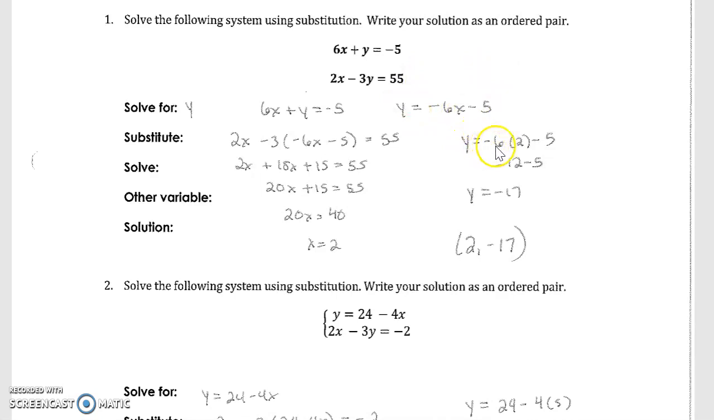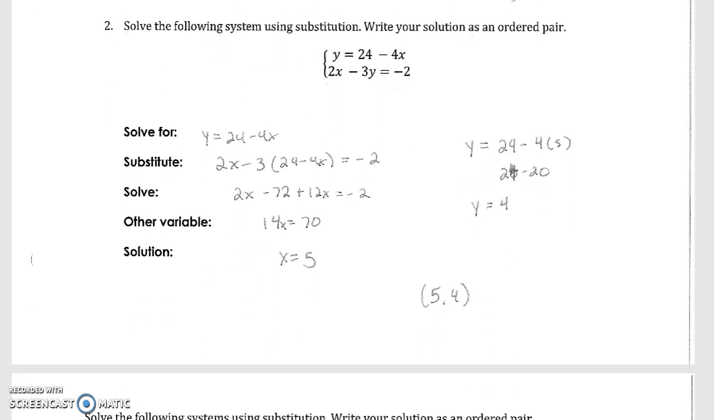y is equal to -6, and then there should be an x there, but we know that x equals 2, so you plug it in, minus 5. So -12 minus 5. -12 minus 5 is -17. So your ordered pair is x, which is 2, and y, which is -17. So 2, -17. Again, all of your answers need to be written as ordered pairs. Let's go on to the second example.